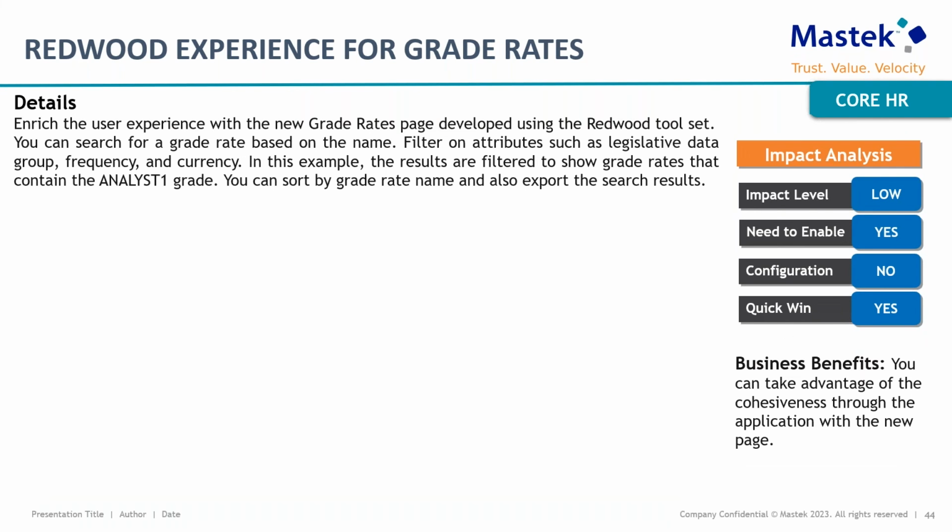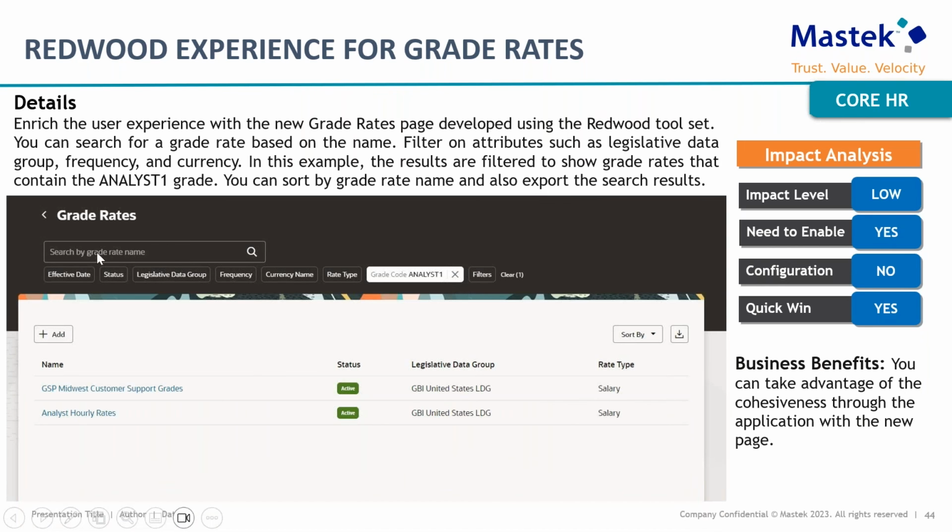The next feature is the Redwood experience for grade rates. Now, the grade rates page is also developed using the Redwood toolset. You can search for a grade rate based on the name, and filter on attributes such as legislative data group, frequency, and currency. So in this example, the results are filtered to show grade rates that contain Analyst 1.